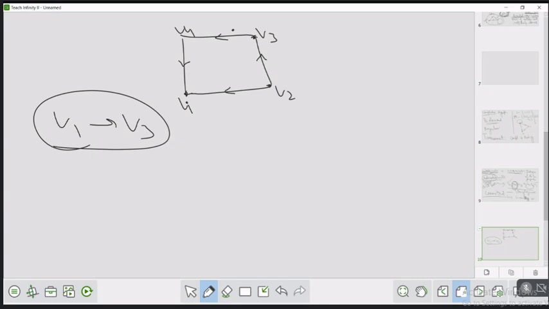There is no directed path, so it is not strongly connected, it is a weakly connected graph. But in the undirected graph, if we remove the direction of this graph, it is connected. In the undirected graph, it is connected. But if the graph is a directed graph, then in this case it is weakly connected, not strongly connected.